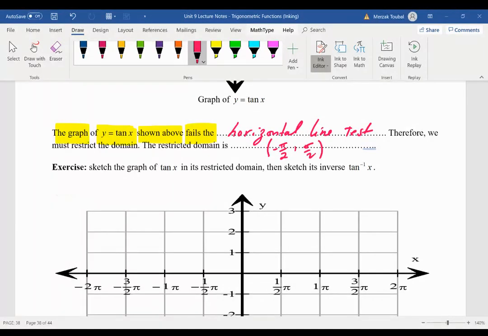Not like sine or cosine, we used, no, for the sine, sorry, not the cosine. For the sine, we used brackets because sine is defined at pi over 2 and negative pi over 2, but the tangent is not. That's why I'm using parentheses instead of brackets. Okay.